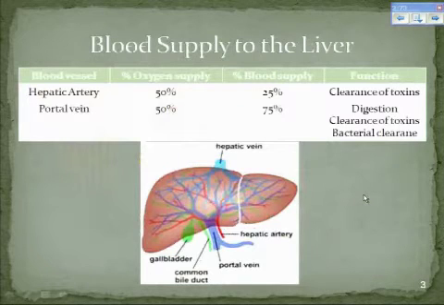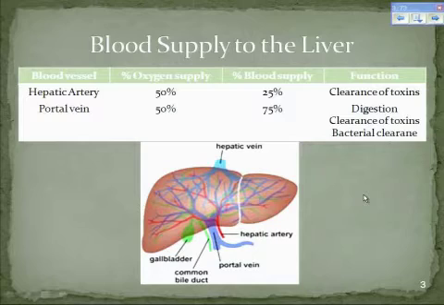Okay? 50% of the oxygen supply to the liver is from the hepatic artery. This is one of the few organs in your body that is not 100% supplied by arterial blood. It is supplied by an additional 50% of the oxygen from the portal vein. If you look at the actual percentage of blood going through here, the portal vein carries a huge volume. 75% of the volume delivered to the liver is not artery, but vein.